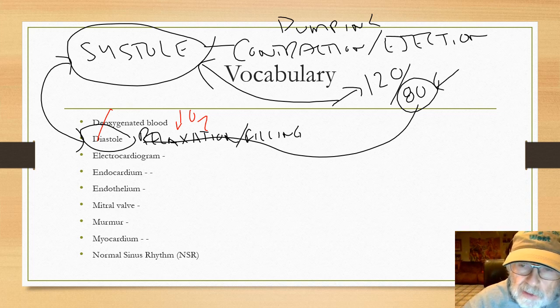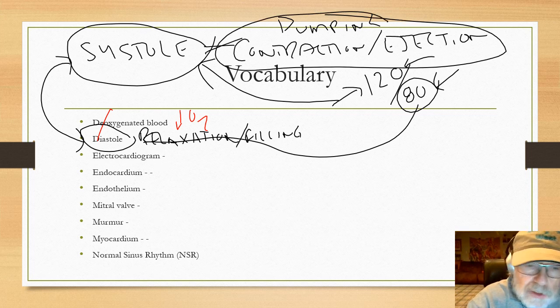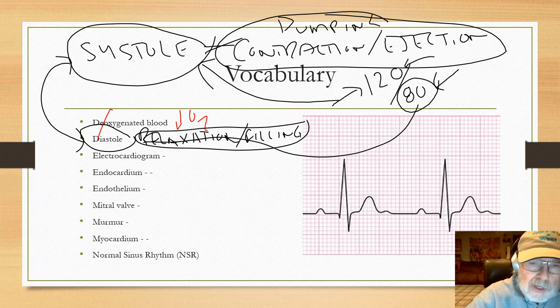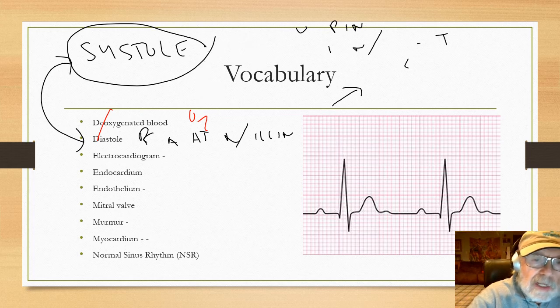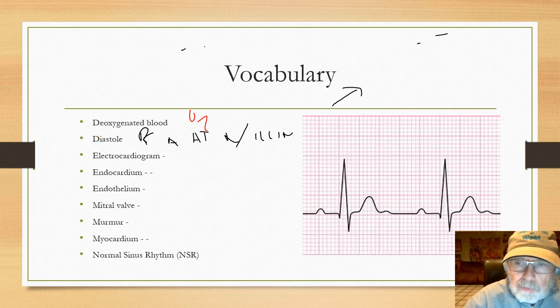So the lower number would be the diastolic pressure. The higher number is the systolic pressure. Systole, the contracting, pumping, ejection. Diastole, the relaxing and filling portion, or sequence, of the heart. Electrocardiogram. Okay, I mentioned it a few minutes ago, about how we get that heartbeat started.